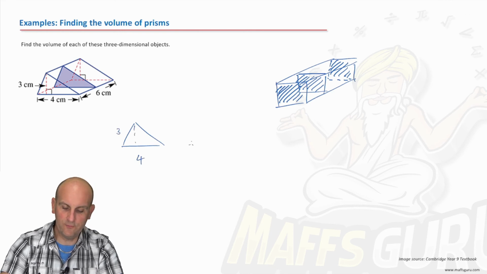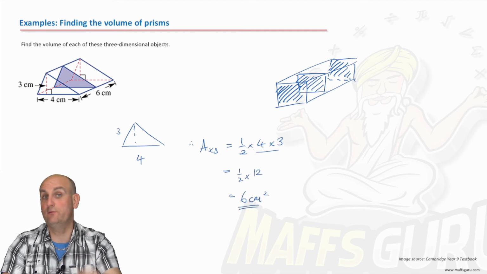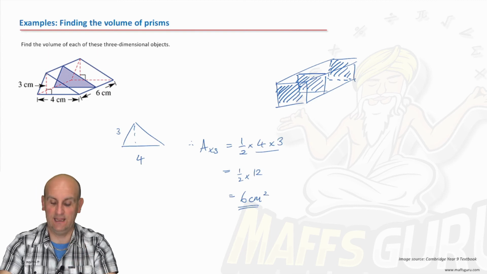So therefore, the area of cross-section is a half base times height. Well, I'm going to do 4 times 3, which is 12, and a half of 12, which gives me 6. And so I have 6 centimeters squared. Remember, centimeters squared because it is an area.